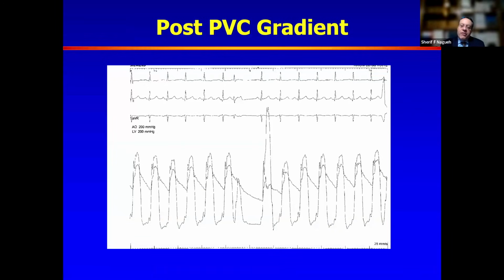When the catheter in the ventricle is just moved a little, it can trigger PVCs, and you see the post-PVC very large obstruction. You see the decrease in the pulse pressure in the aorta, and that's the Brockenbrough effect, thought to be due to more forceful contraction after that PVC.